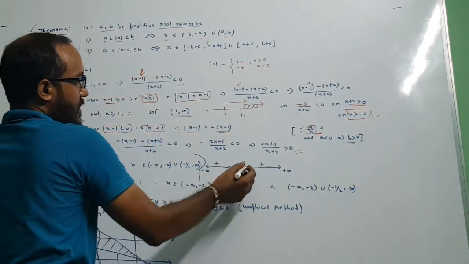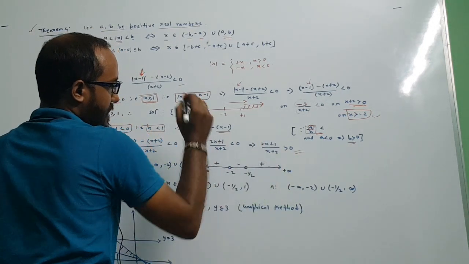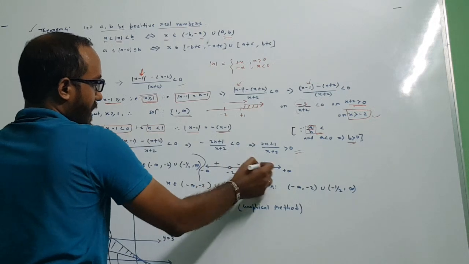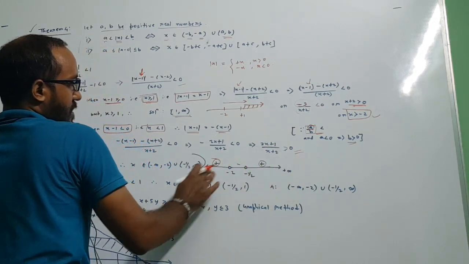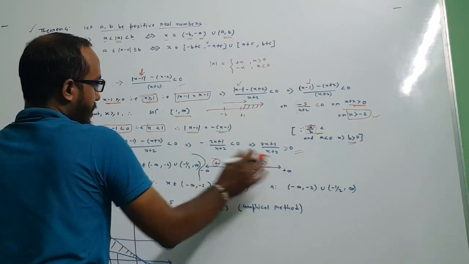You will get two things: one is minus 2 and one is minus half. So minus 2, minus half. Take plus, minus, plus. We have the greater than sign, so we would take the positive sign. Minus infinity to minus 2 and minus half to plus infinity.